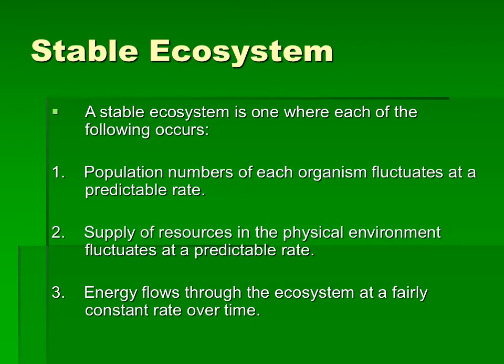So, a stable ecosystem. Characteristics of a stable ecosystem are the following. Population numbers of each organism fluctuate or change at a predictable rate. So there's not huge spikes in a graph. There's not too many or too few. The supply of resources in the physical environment changes at a predictable rate. So with the resources, we know there aren't too many or too few. And then energy flows through the ecosystem at a fairly constant rate over time. There's not too much or too little.